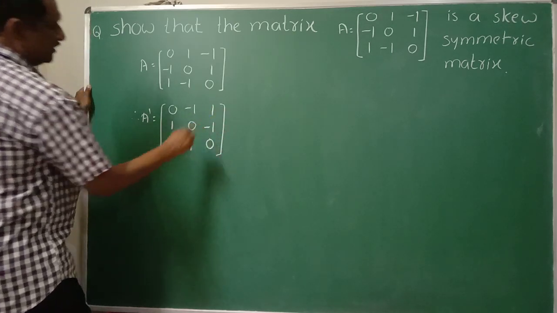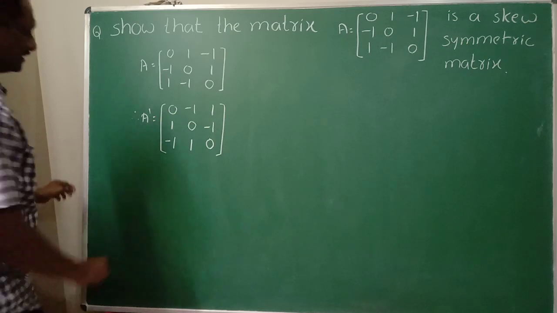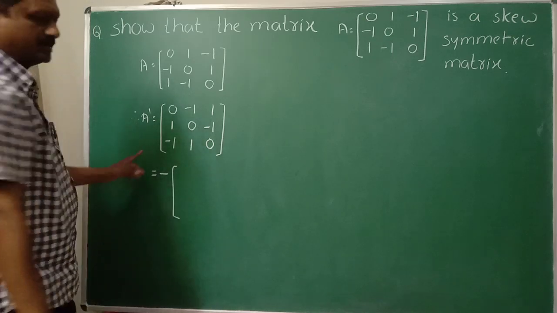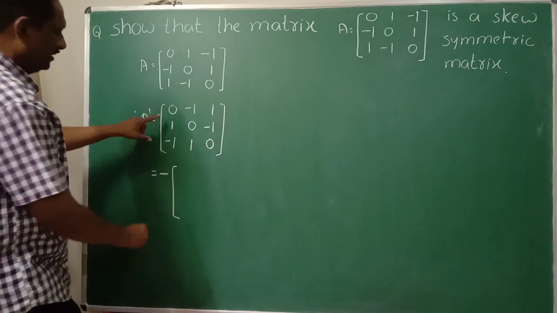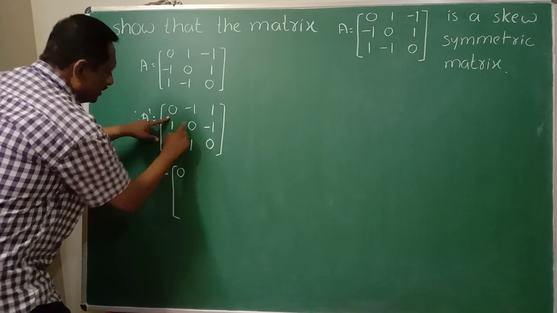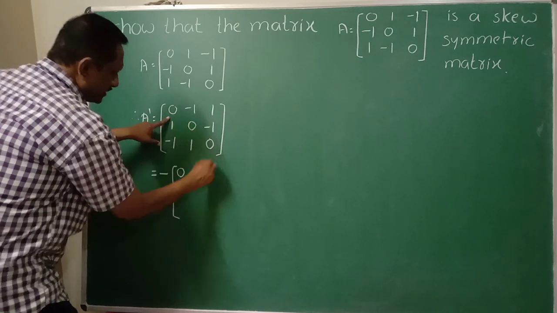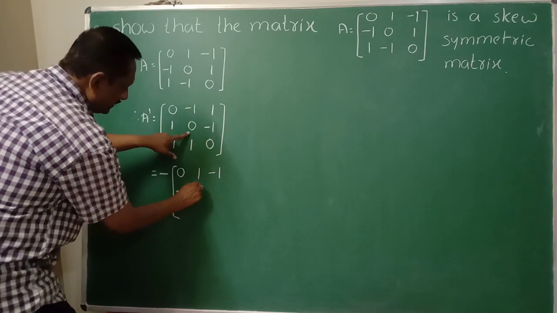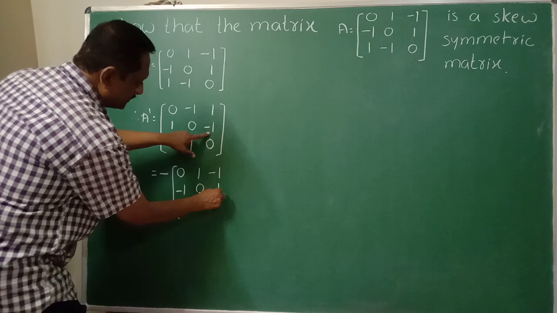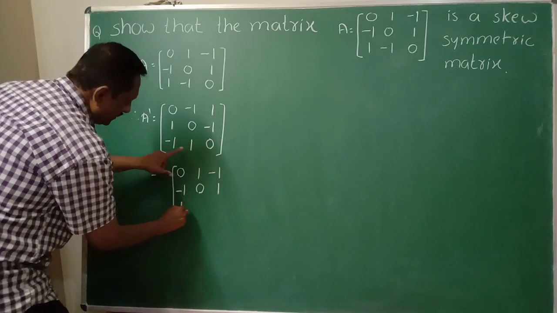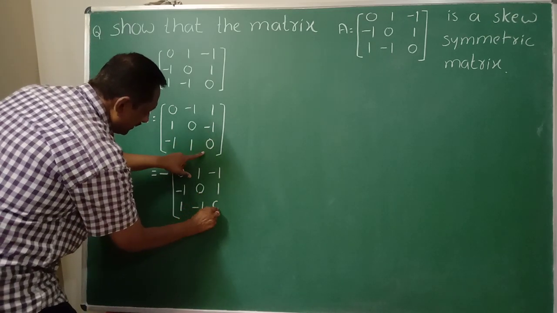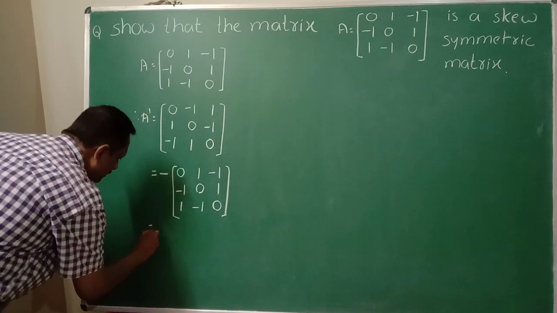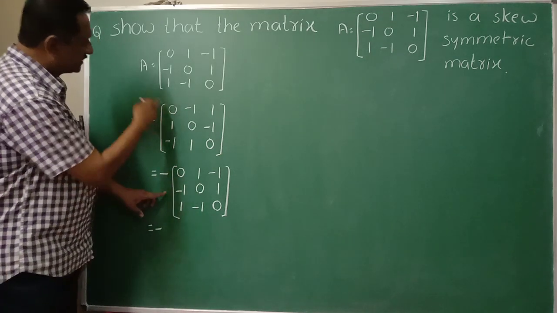Then take minus as a common factor from this matrix. Therefore this is equal to minus of, where positive terms become negative and negative terms become positive. So write 0, minus 1 becomes plus 1, plus 1 becomes minus 1, plus 1 becomes minus 1, then 0, minus 1 becomes plus 1, minus 1 becomes plus 1, plus 1 becomes minus 1, and 0. So the minus sign is there, so write minus of this matrix.